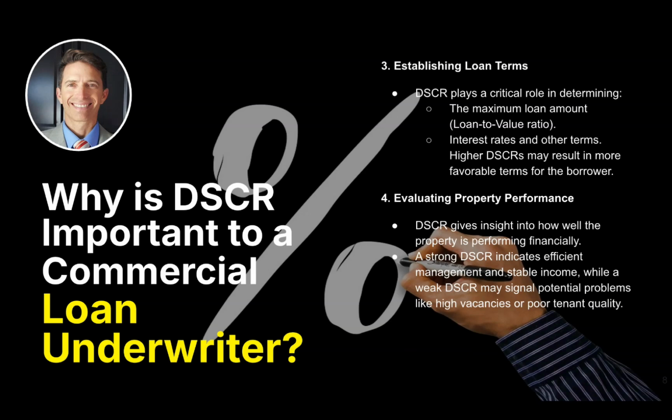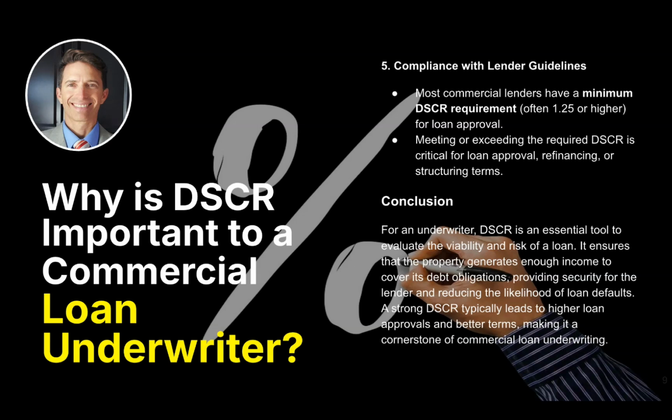Number 4, evaluating property performance. DSCR gives insight into how well the property is performing financially. A strong DSCR basically indicates efficient management and stable income, while a weak or low DSCR, below 1.25 or below 1, may signal potential problems such as high vacancies or poor tenant quality. Number 5, compliance with lender guidelines. Most commercial lenders have a minimum DSCR requirement, often 1.25 or higher, to be able to get approval on a loan. So as an underwriter, if the DSCR is above 1.25 and that's what your employer requires, then you would definitely approve the loan on that specific topic.